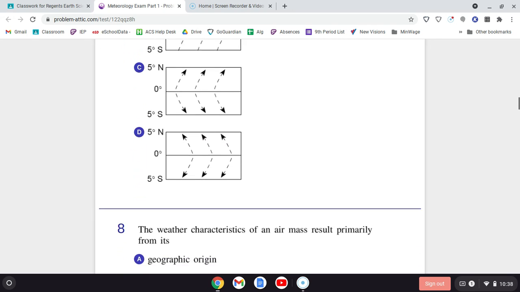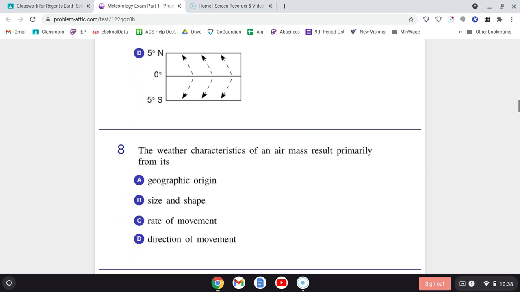Number 8. The weather characteristics of an air mass result primarily from its what? Its geographic origin, the size and shape, the rate of movement, the direction of movement. What 2 can we get rid of? B and C. Perfect. Get rid of B and C. So it's either geographic origin or the direction of movement. The weather characteristics of an air mass result primarily from its what?